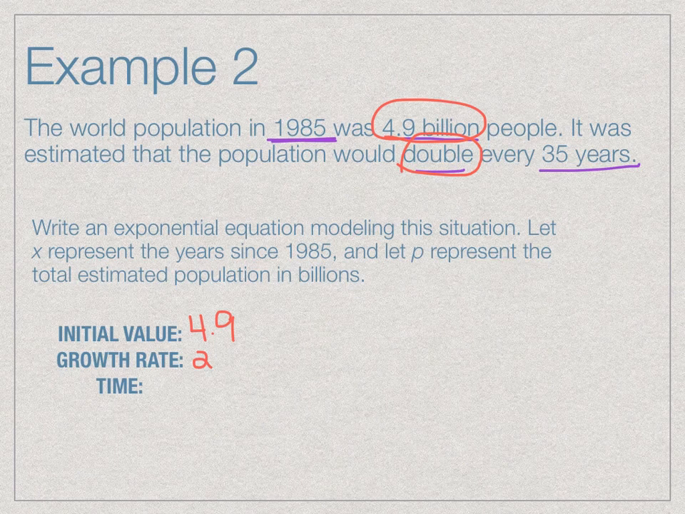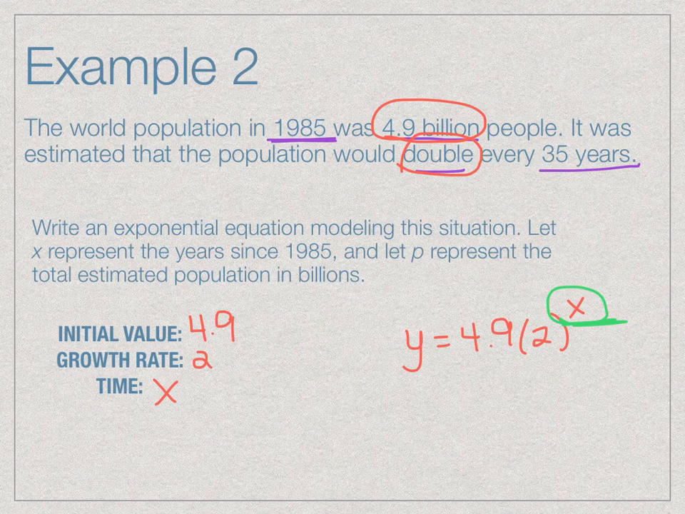If I just wrote my equation as y equals 4.9 times 2 to the power of x, this x is going to make it so that I double every single year, okay? And I don't want to double every single year. I want to double every 35 years. So I want to somehow take my number of years, which is x, and figure out how many groups of 35 have there been. Maybe this is easier to think about on a smaller scale.